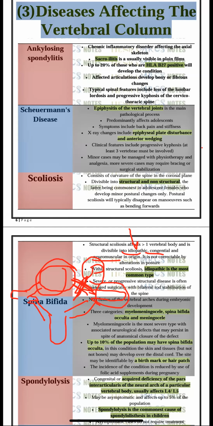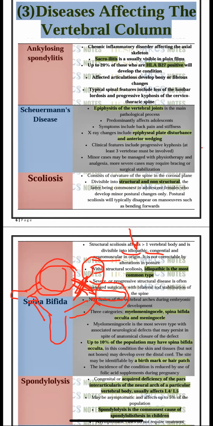If you have a congenital or acquired deficiency of the pars interarticularis, you will have prolapse of one vertebra over the other. Your patient will present with some manifestations of disc prolapse, but it is common at the level between L4 and 5. Up to 5% of the population have spondylolysis. Spondylolysis, by the way, is the most common cause of spondylolisthesis in children.